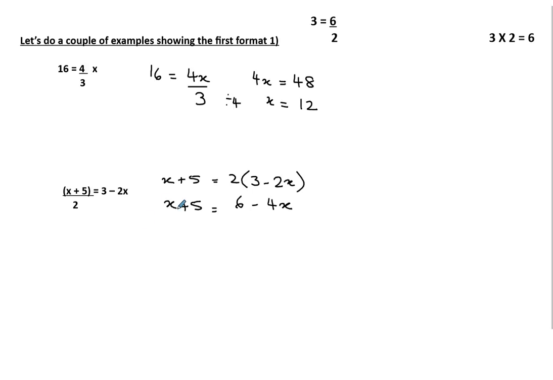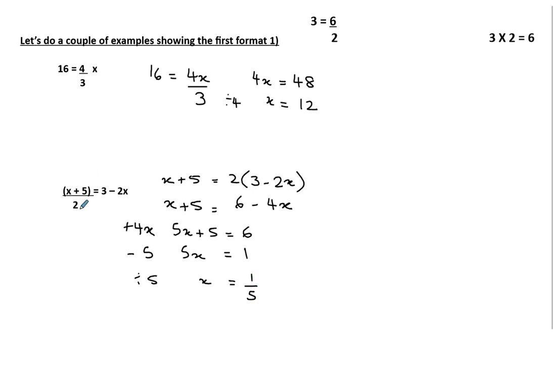Remember, always pick your lowest letter to remove, which is the minus 4x. So we will add 4x. So we get 5x plus 5 equals 6. X is on this side, so we will minus the 5. And we get 5x equals 6 minus 5 is 1. X has been multiplied by 5, so divide by 5 this time, and you get x equals a fifth.